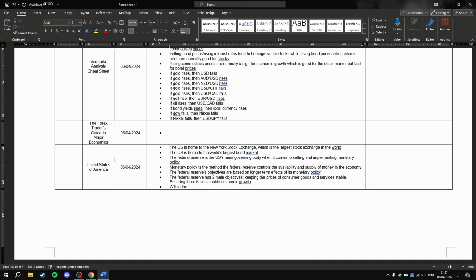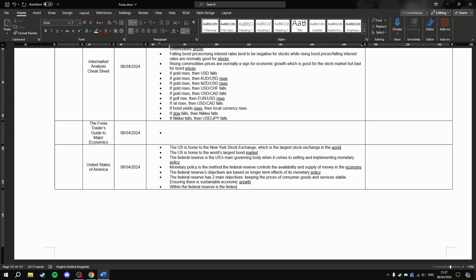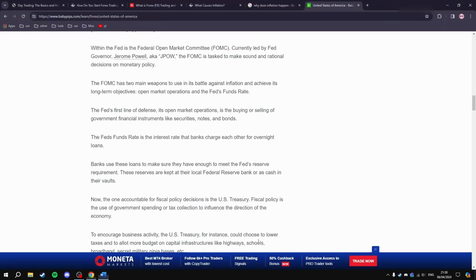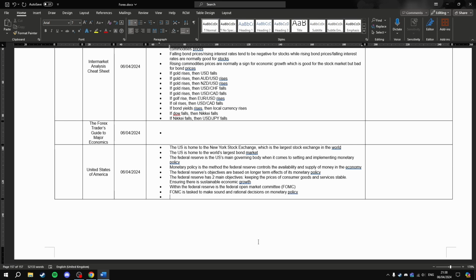Within the Federal Reserve is the Federal Open Market Committee. The FOMC is tasked to make sound and rational decisions on monetary policy.